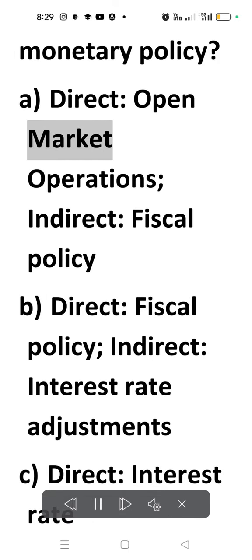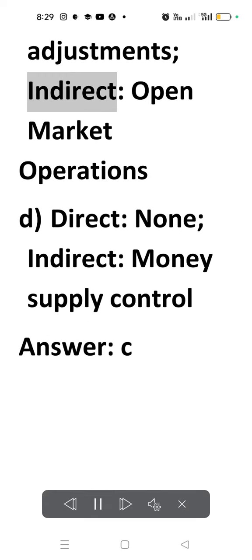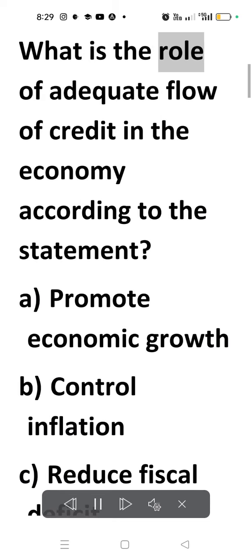What are the direct and indirect instruments used by RBI to implement monetary policy? Direct, open market operations. Indirect, fiscal policy. Direct, fiscal policy. Indirect, interest rate adjustments. Direct, interest rate adjustments. Indirect, open market operations. Direct, none. Indirect, money supply control. Answer: C.